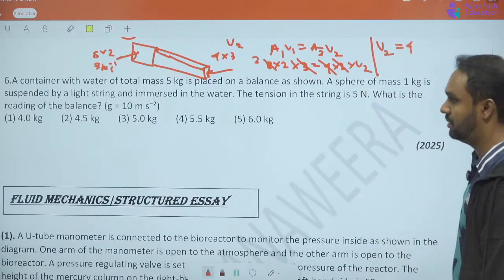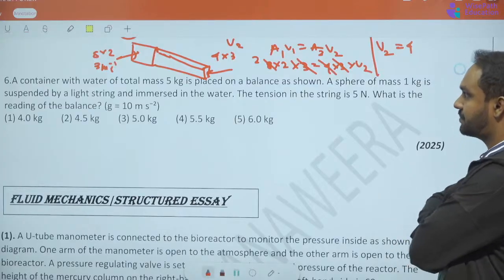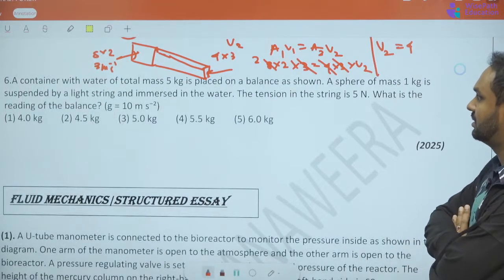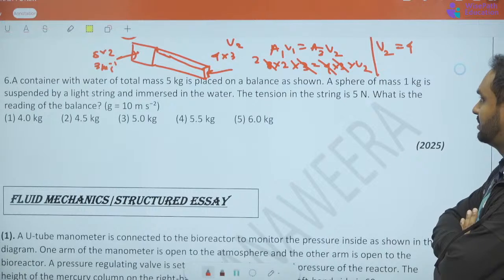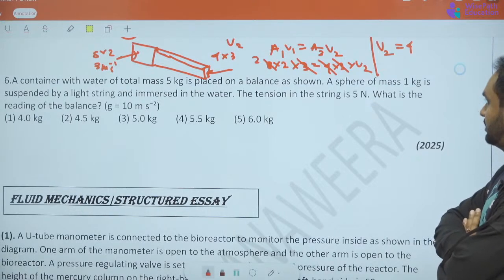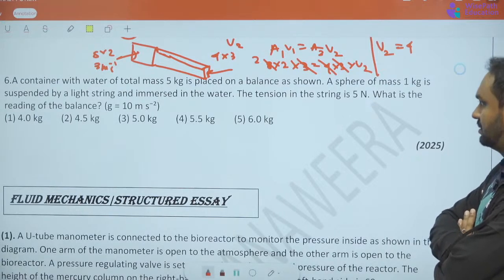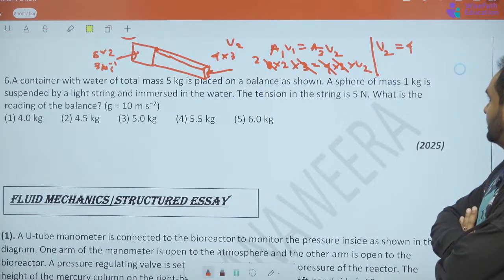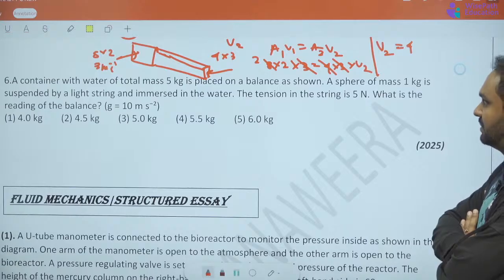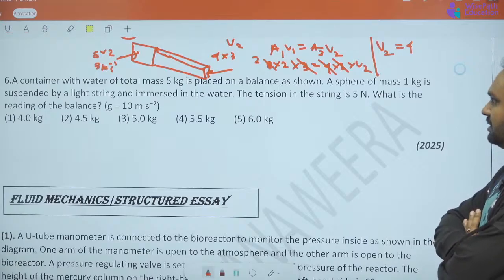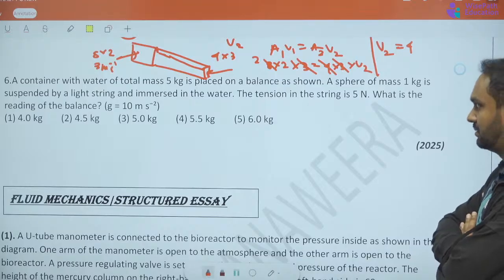Right. Sixth question. A container with water of total mass 5 kg is placed on a balance as shown. Okay, so there's supposed to be a diagram. A sphere of mass 1 kg is suspended by a light string and immersed in water. The tension in the string is 5 newtons. What is the reading of the balance?